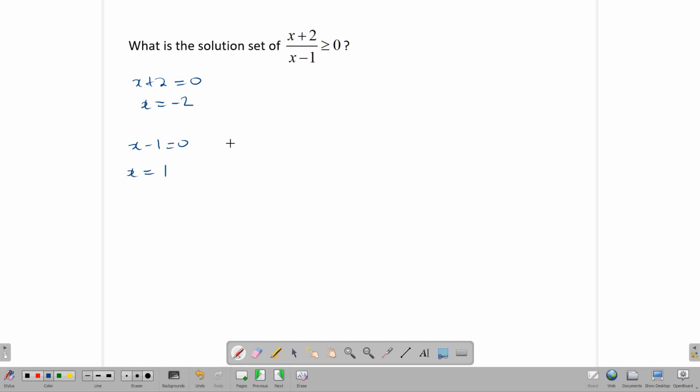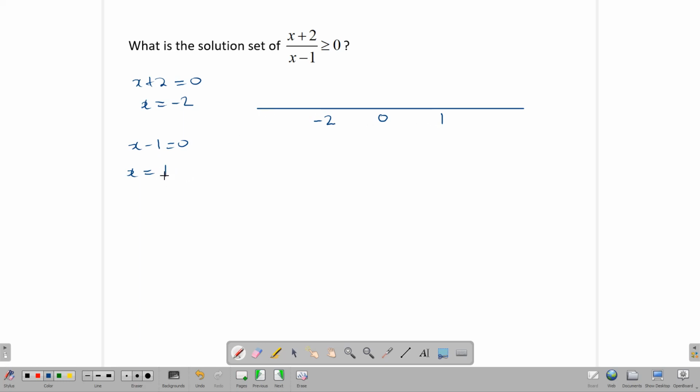Now, once we get these two values, we need to set up a number line that we can use to test our results. So we're going to put these two numbers on the number line. Let's start with a 0 here. Let's put our -2 and our positive 1.